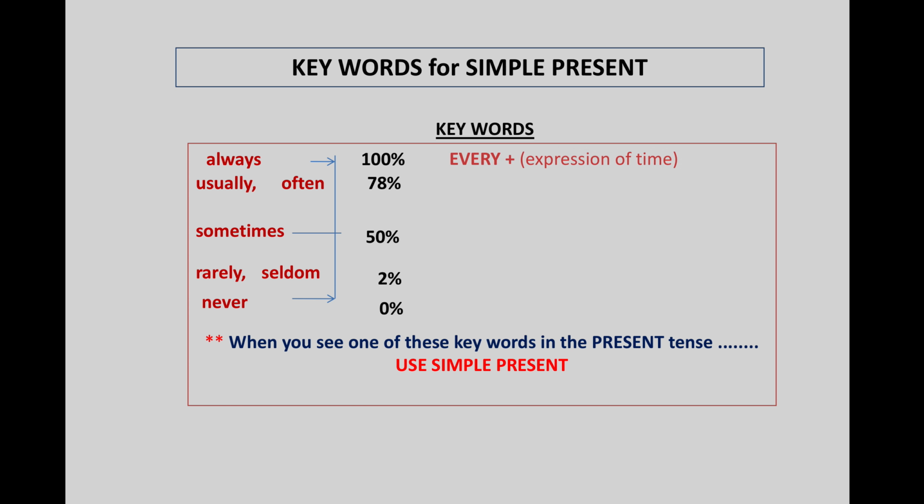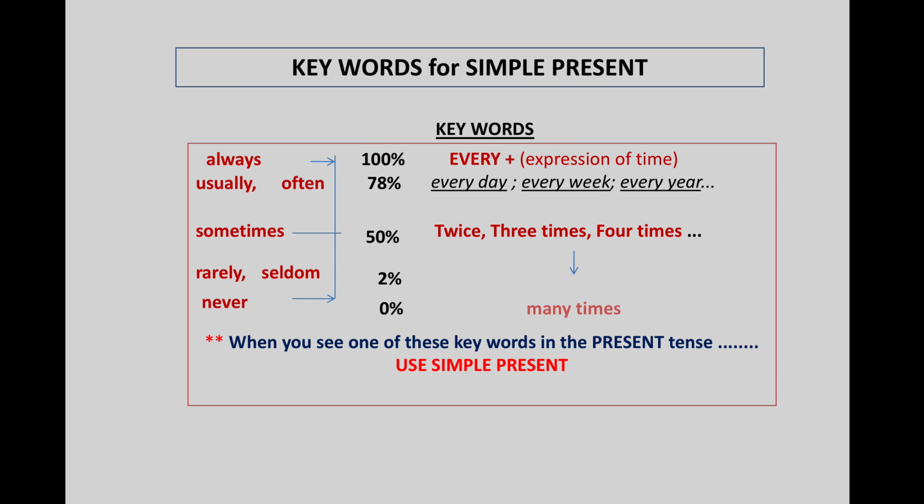Don't forget the word every, which means chaque, followed by an expression of time. For example, every day, every week, every year. And the numbers, when we start to count, starting with 2, twice, 3 times, 4 times, 5 times, 16 times, many times. So when you see one of these keywords in the present tense, use the simple present.